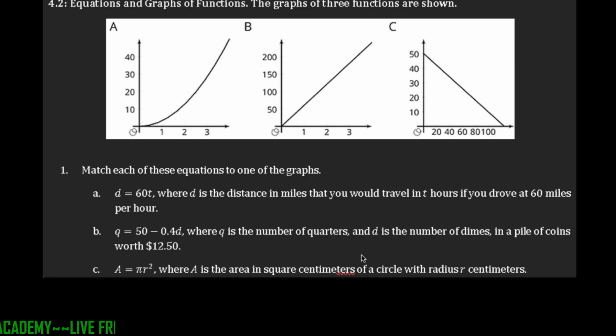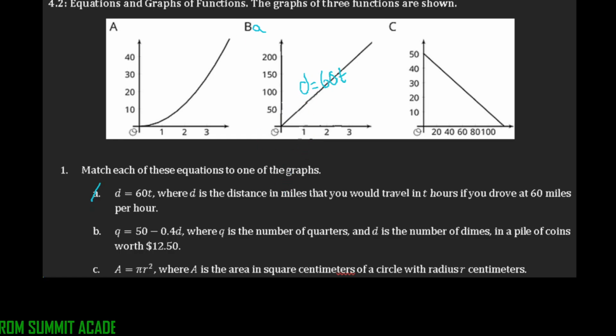On the next part, it says three of these graphs are functions, and it says to match each of these equations with one of the graphs. So it says d equals 60 times t, where d is the distance in miles that you would travel in t hours if you drove at 60 miles per hour. So we can say this one goes with graph B, and we know that because if we look at our equation d equals 60 times t, we could plug in some values, and we should get 60 miles for every 1 hour that you drive.